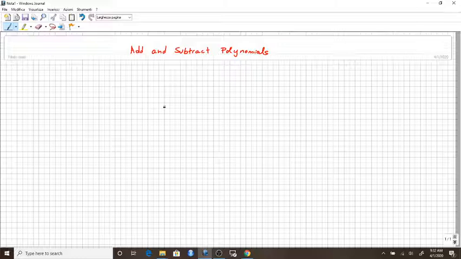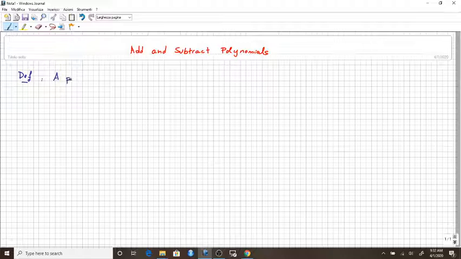So the goal for today in this short lecture is to add and subtract polynomial expressions, and we're also going to give the definition of polynomial function. So let's start from the definition.